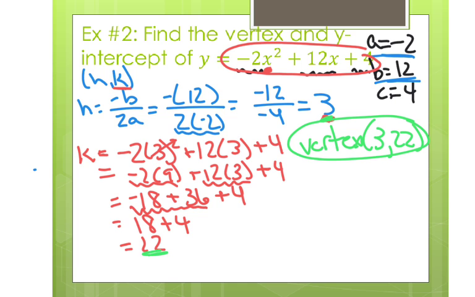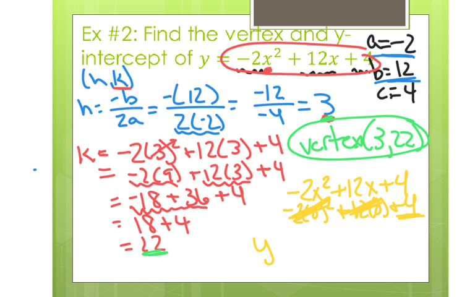So for your y-intercept, you're going to go back to that equation again, negative 2x squared plus 12x plus 4. Well, in your y-intercept, your x value is always going to be 0. So if I plug in 0 for all these x's, notice what happens. This whole value becomes 0. This whole value becomes 0. And the only thing left is that constant. So your y-intercept is going to be 0, comma, positive 4.